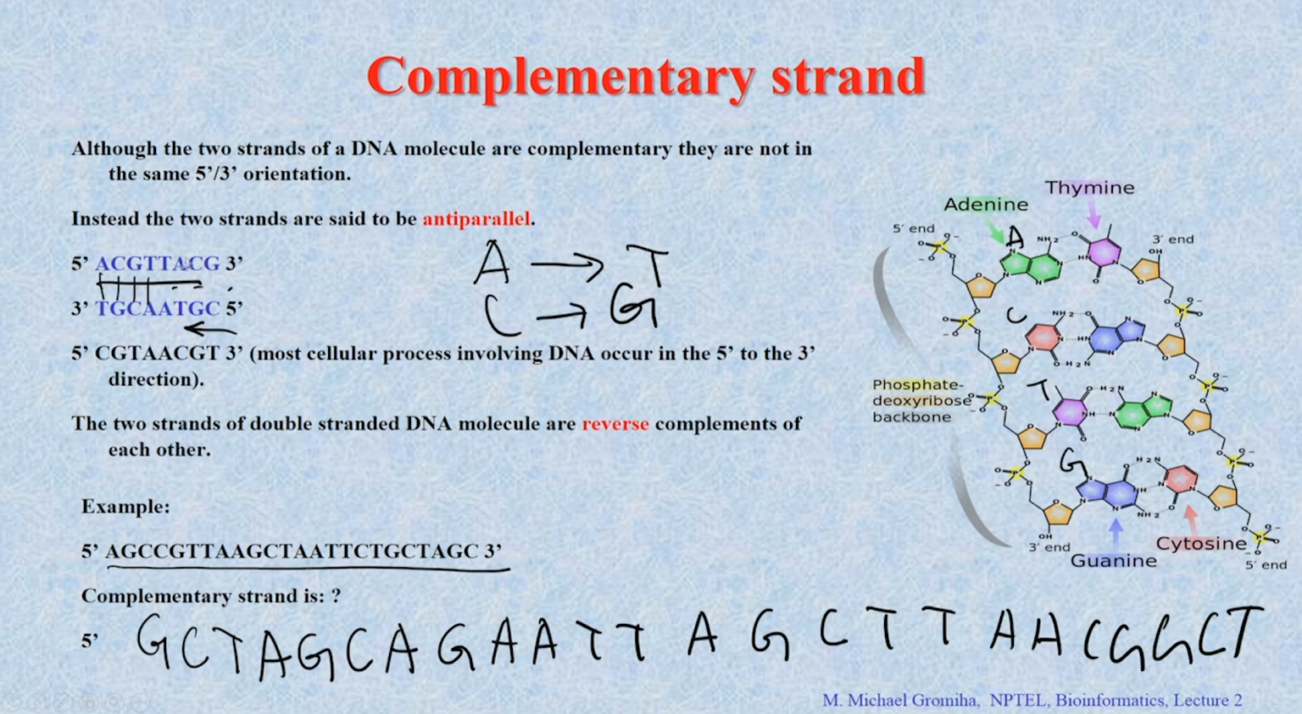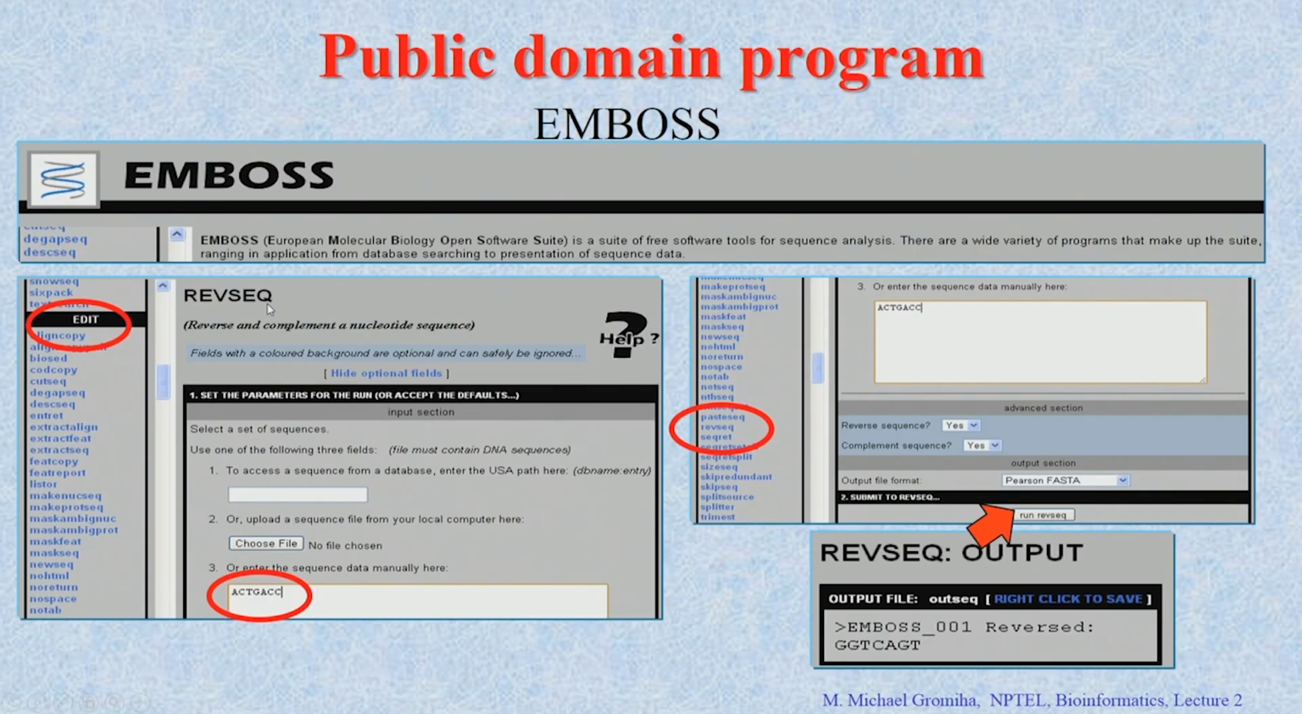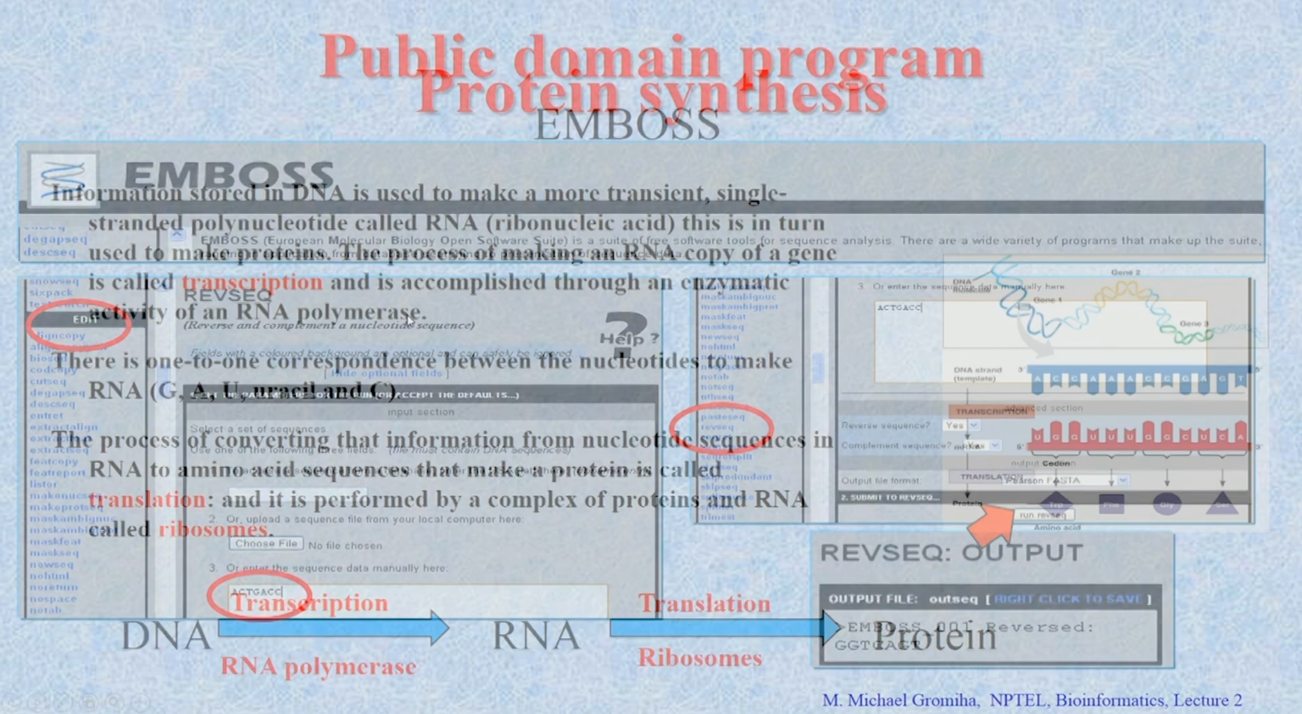So, if we have a single strand, how do we get the complementary strand? You have to get the reverse complement, right. You have to get the complement and then reverse it, and then you will get the reverse complementarity. There are several programs available in the literature. EMBOSS is one of the suites, so we can use it for this.